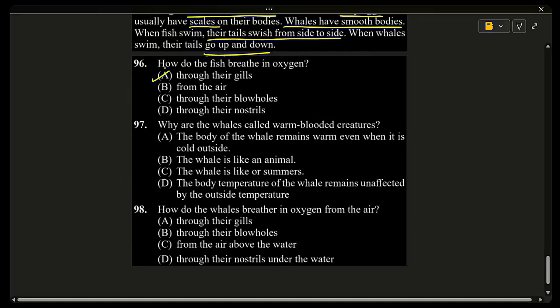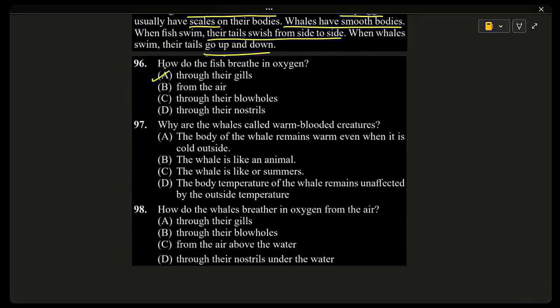Why are the whales called warm-blooded creatures? The body of the whale remains warm even when it is cold outside. The body temperature of the whale remains unaffected by the outside temperature. Yes, this is clearly mentioned in the passage. The body temperature of not only whales, even human beings also, remains unaffected by the outside temperature. Outside temperature may be anything, but our body still produces heat for continuation of our life processes.